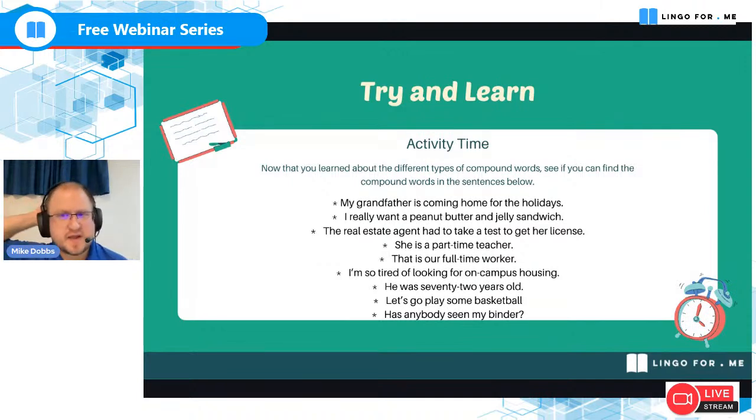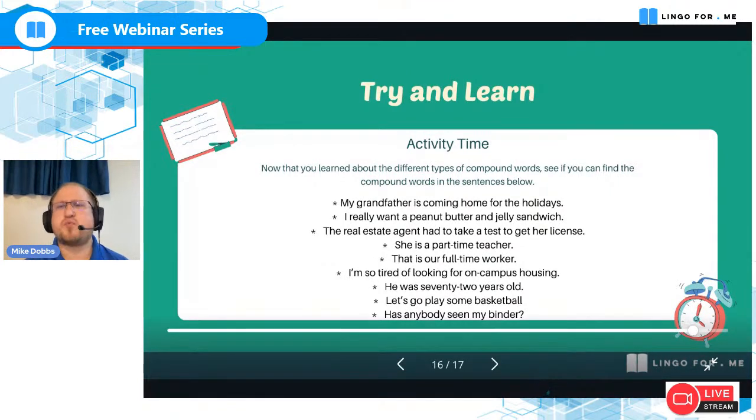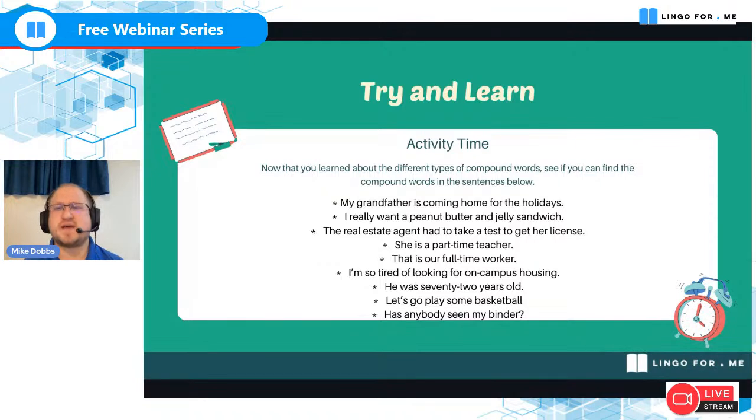The next one is real estate, and I'll give you a little bit more time to answer here or practice. The real estate agent had to take a test to get her license. So if you remember real estate, like we talked about, that is the compound word here. And it's the type of agent, which means someone who is a salesperson that sells different types of real estate. So land, maybe apartments, condominiums, houses, etc., or businesses, office buildings.